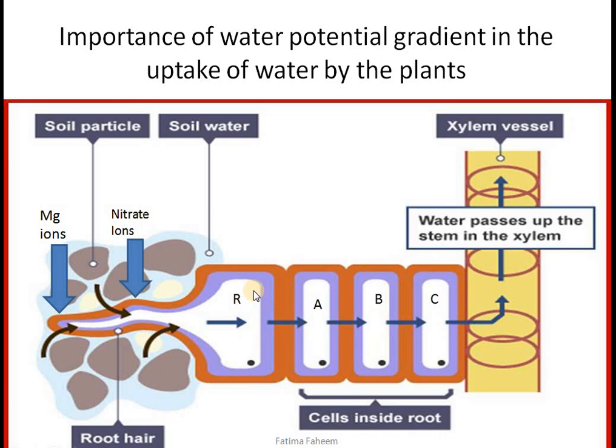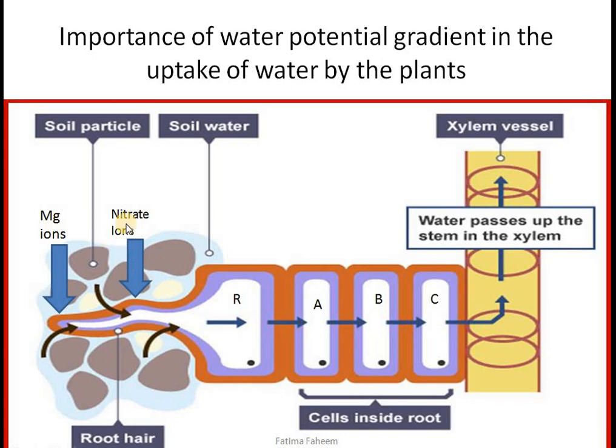Now water in the cell R is greater than in cell A, so water would move again by osmosis from the cell R, whose water potential was higher than A. Water would move from R to A, then A to B, and then B to C because of osmosis, because of the water potential gradient. The water behind each cell was greater in amount compared to the cell itself. So water kept on moving into the cell one by one because of this difference in water potential.